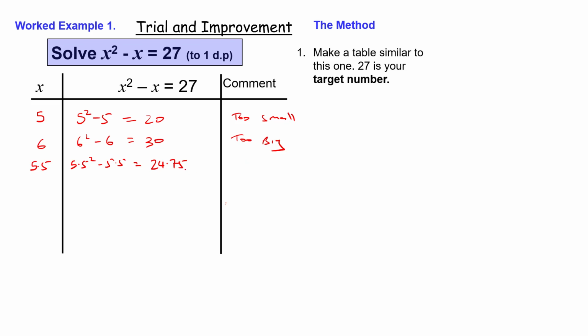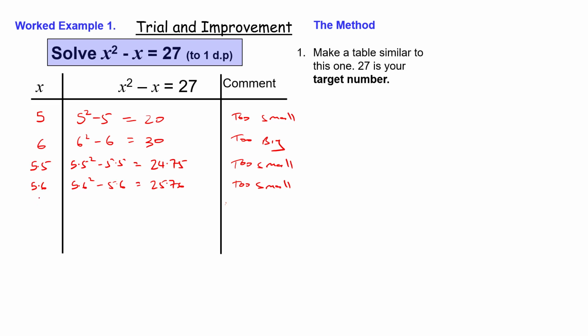Now when I compare 24.75 with 27, I can see straight away it's too small. So I need to try a number that's bigger than that. I'm going to try 5.6 because I like to go methodically. So 5.6 squared minus 5.6. Plug it into my calculator, I get 25.76, which is again too small.